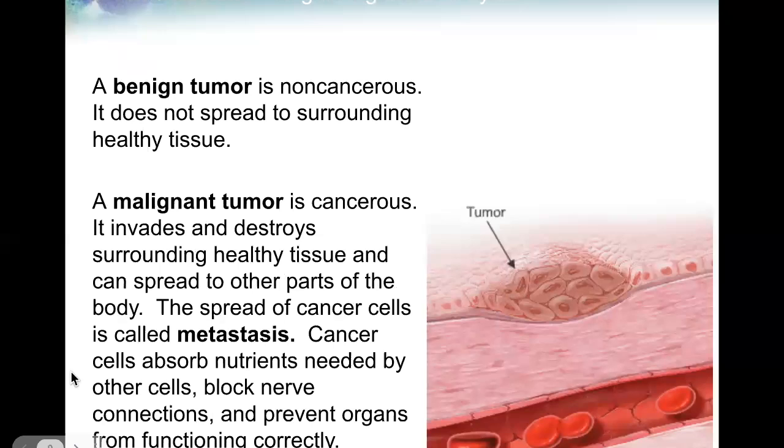Cancer cells absorb nutrients needed by other cells, block nerve connections, and prevent organs from functioning correctly.